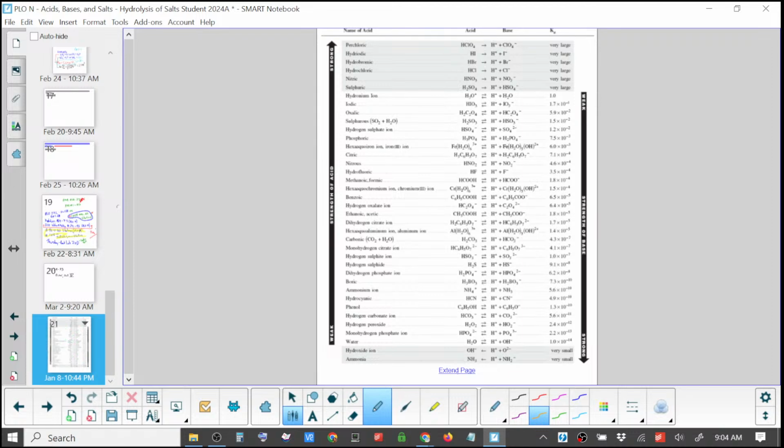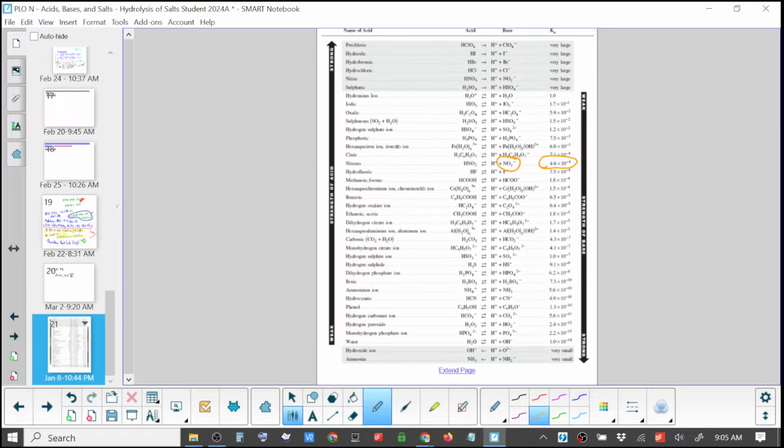Dylan, where's NO2 minus? Wait, I'm looking for it. I can't find it. There it is, right there. Oh, it's the one on the outside. That's the one you're using, so that's what we have to use to calculate the Kb. Oh, I see. Okay. What were you using?